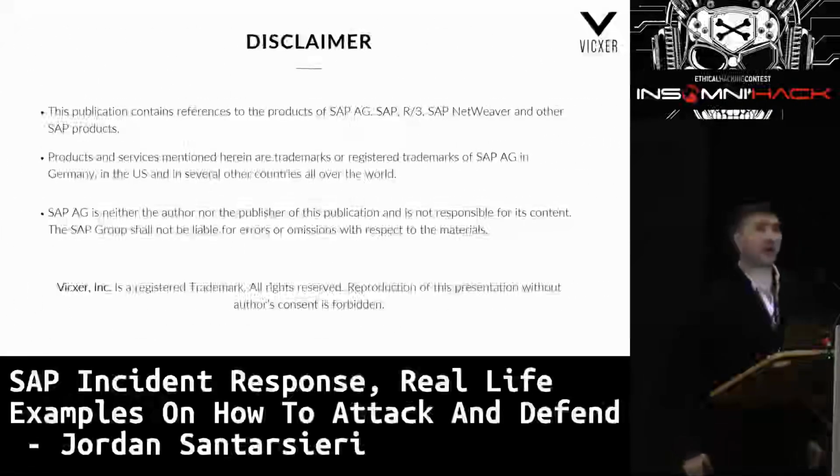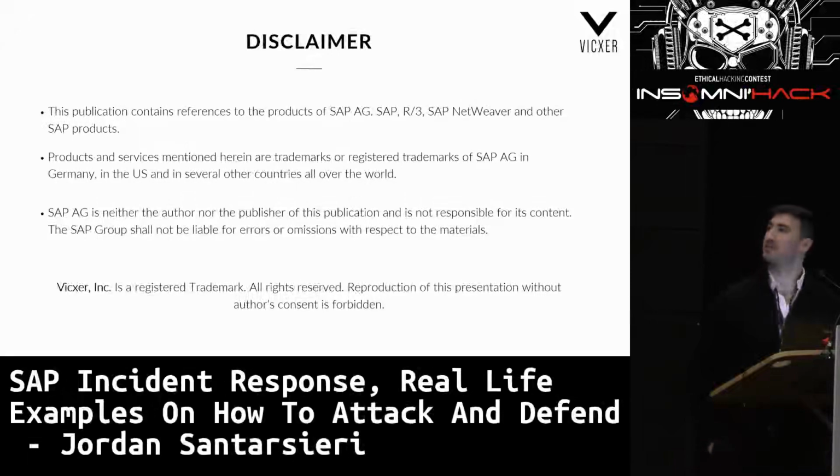So before we start, I always put this disclaimer. No one reads it, but it's important. Basically, it says that I don't try to override any rights that SAP has in their products.